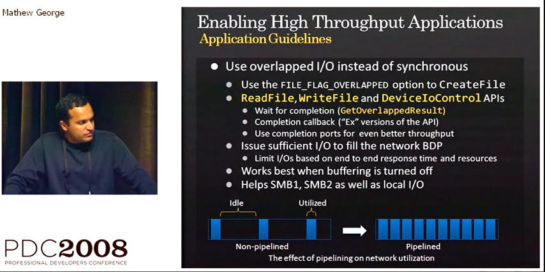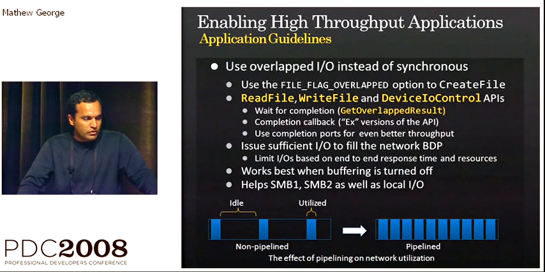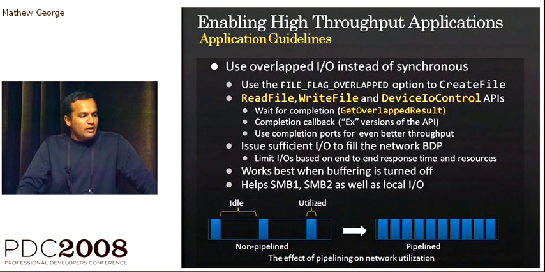And this is an illustration of unpipelined versus pipelined I/O. If you do a synchronous read file or write file call, you transfer the data and then you wait for the response. It'll be a long wait. At the same time, if you pipeline it, you can see the effect on network utilization. You're constantly pushing data through the network.